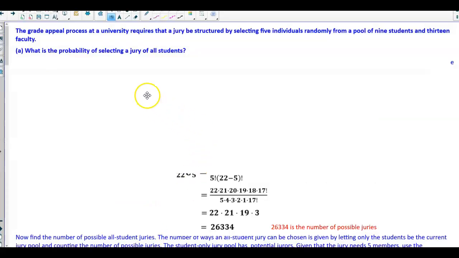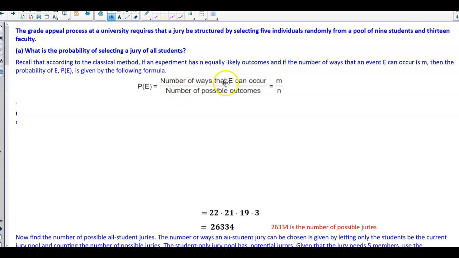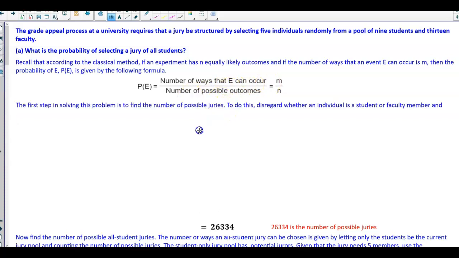So we're going to start with Part A. We want to find out what is the probability of selecting a jury of all students. Now recall that according to the classical method, if an experiment has n equally likely outcomes, and if the number of ways that an event E can occur is m, then the probability of the event E is given by the following formula: the number of ways that event E can occur divided by the number of possible outcomes.